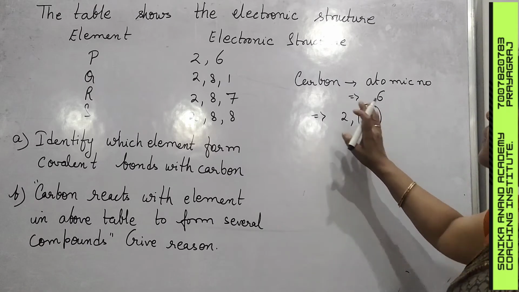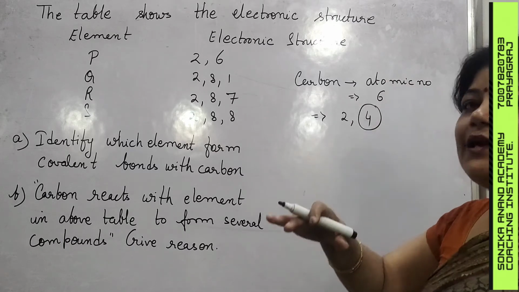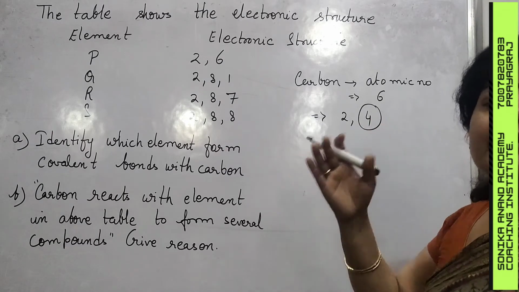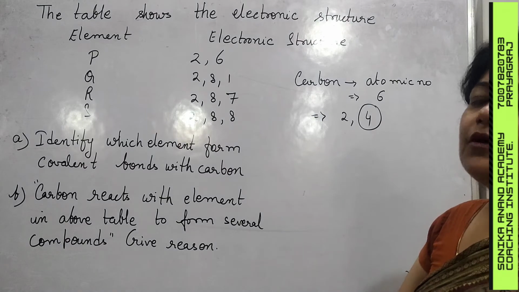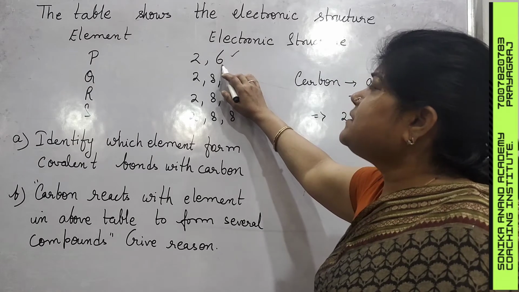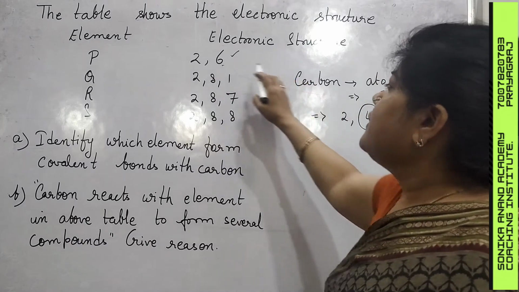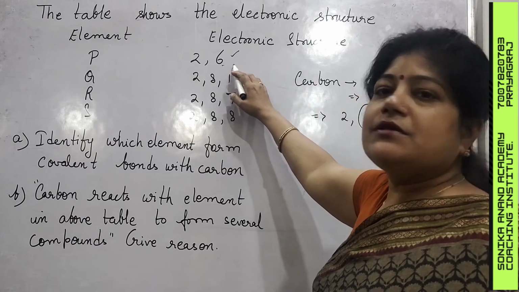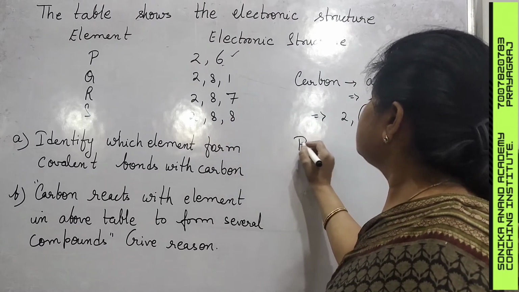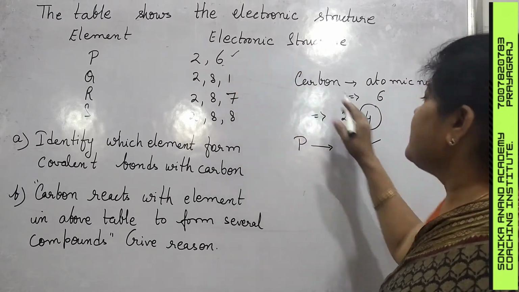Okay. So carbon can share 4 electrons with other elements if that other element contains either 4 electrons or more than 4 electrons in the valence orbit. Now, when we consider the case of P, here we have 6 electrons in the outermost orbit. That means from P, carbon can share the 4 electrons from the 6 because 6 is greater than 4. So P can form the sharing because it has 6 electrons and carbon needs 4 electrons to share.